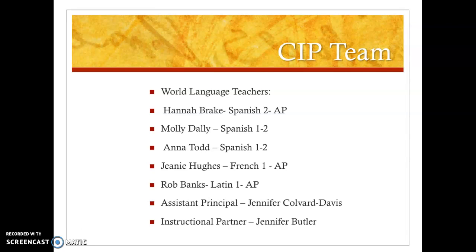And then our two leaders of our CIP team, our assistant principal, that's Miss Culver Davis, and our instructional partner, which is Jennifer Butler.